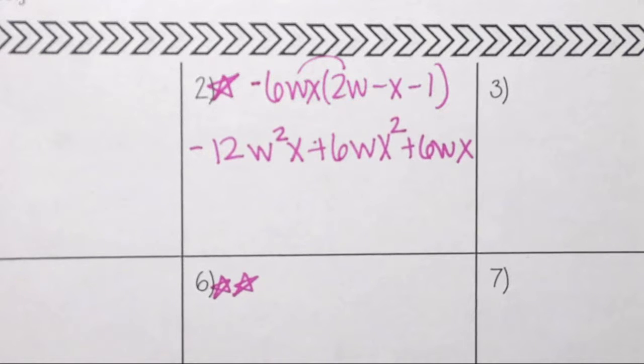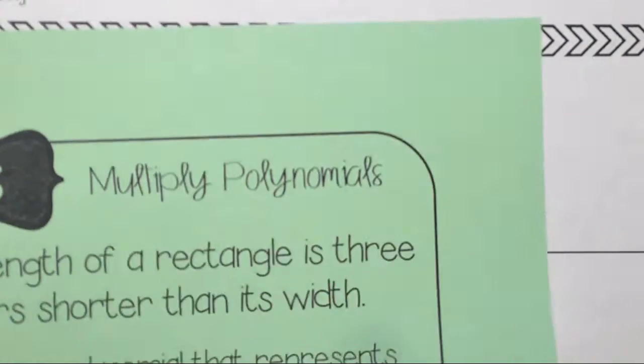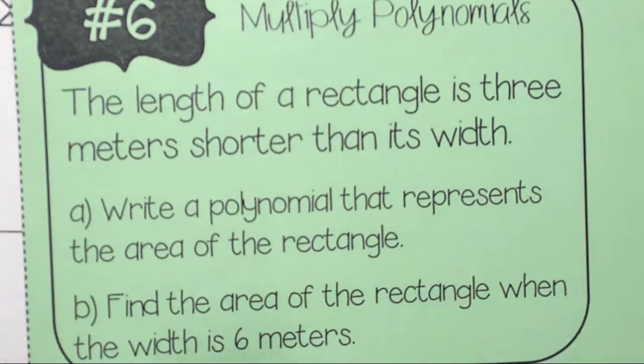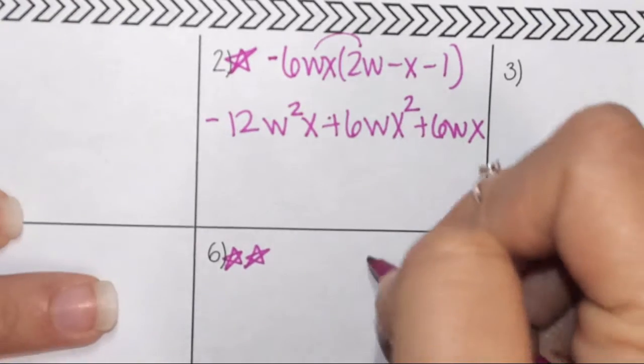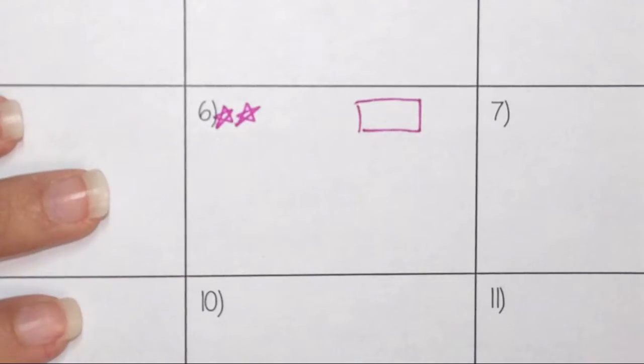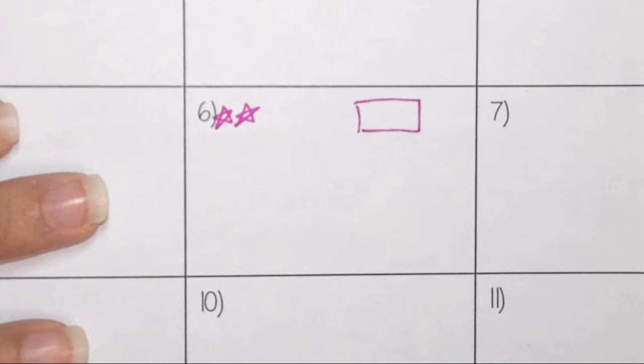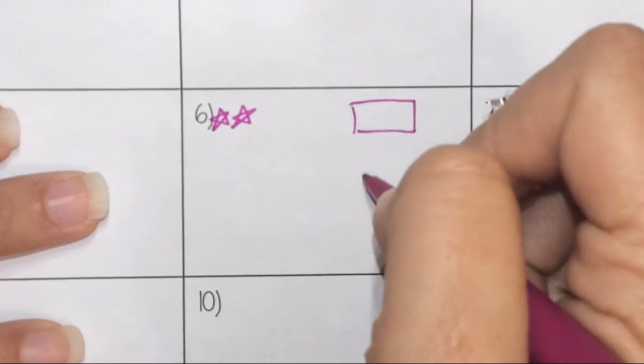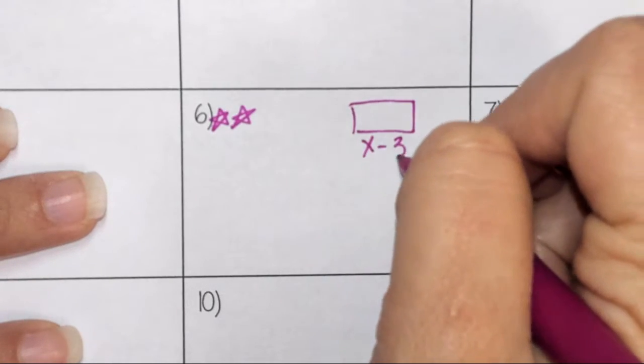Alright, so let's do number 6 together. Let's do number 6 first. Number 6 says, the length of a rectangle is 3 meters shorter than its width. So I'm going to draw a rectangle. This is a rectangle, and its length is 3 meters shorter than its width. So that means we would do x minus 3.